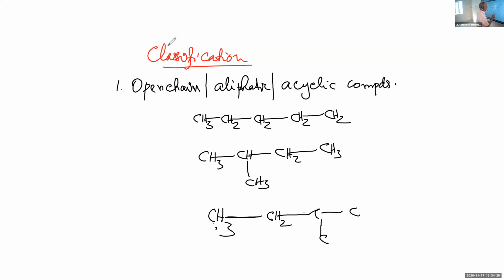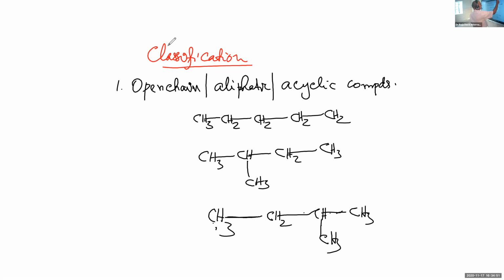Here, three bonds are formed already, so there is a provision for only one hydrogen. Here one bond is formed, so there will be three hydrogen atoms. Here also three hydrogen atoms. So all these are examples for open chain compounds or aliphatic compounds or alicyclic compounds.